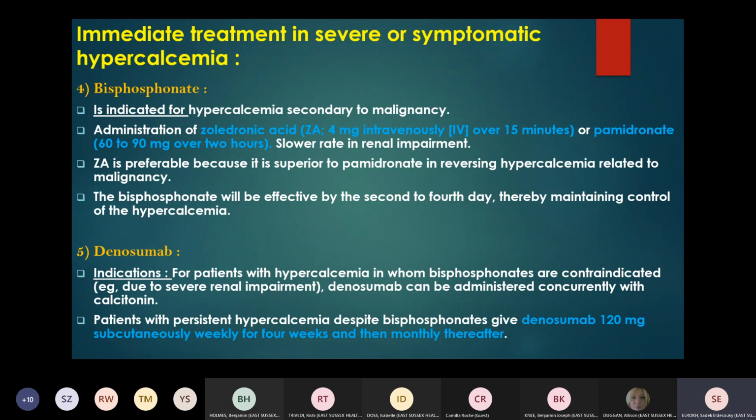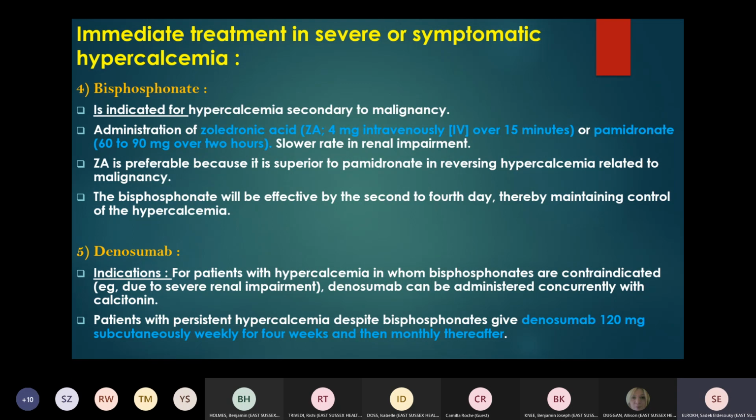Bisphosphonate. What is the indication to give bisphosphonate in a case of hypercalcemia? Only if the hypercalcemia is secondary to malignancy. Not in any case. If the patient has malignancy and came with hypercalcemia, you can give bisphosphonate at that time. You can administer either zoledronic acid 4 milligram intravenous over 15 minutes, or pamidronate, which is 60 to 90 milligram over 2 hours. And bear in mind, zoledronic acid is preferred over pamidronate, by the way.